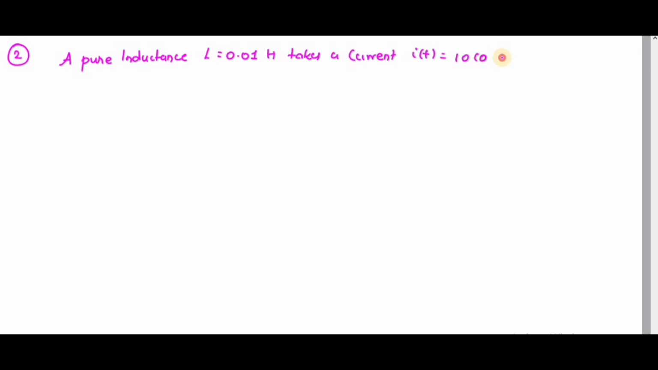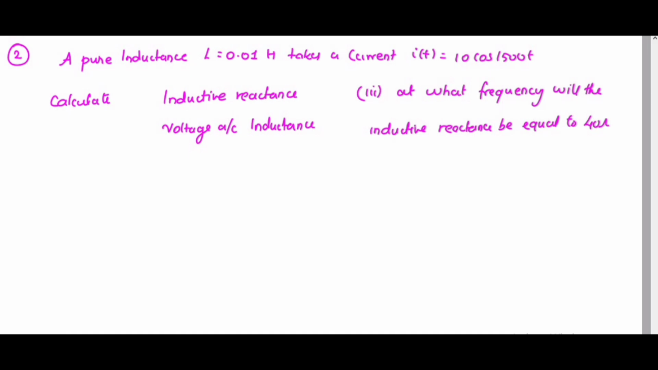Now let us go for the second problem. Here it is a pure inductor, which means there is no resistor and capacitor. The pure inductance L value is 0.01 Henry, and the current i(t) is equal to 10 cos 1500t. Calculate the inductive reactance and the voltage across the inductance.